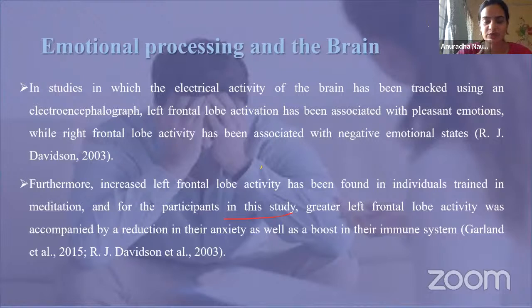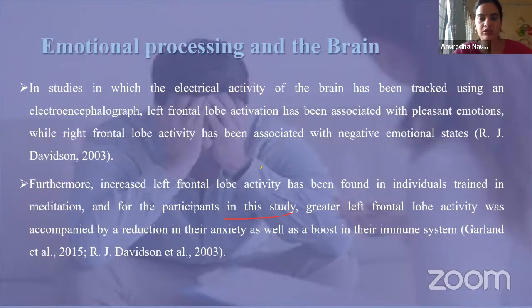And the negative side can be related to sadness, anxiety, depression. Not just the negative side of the brain, but the right frontal lobe has been associated with negative emotions. Furthermore, increased left frontal lobe activity has been found in individuals trained in meditation. And for the participants in this study, greater left frontal lobe activity was accompanied by a reduction in their anxiety as well as a boost in their immune system.